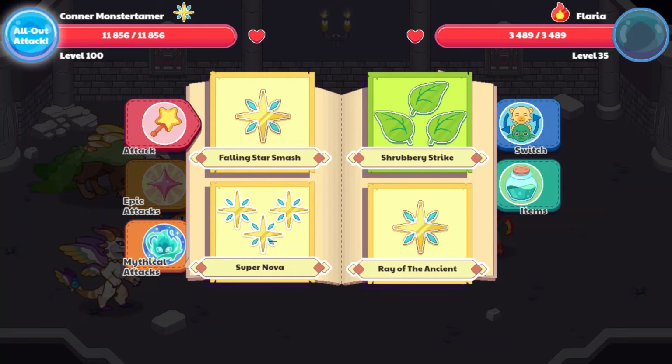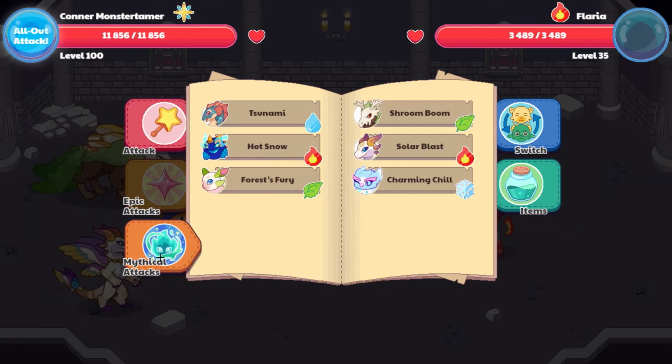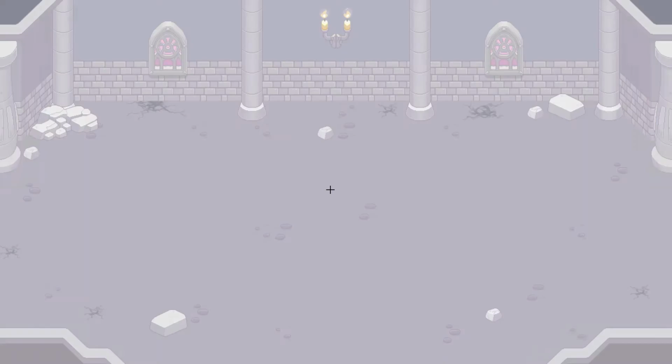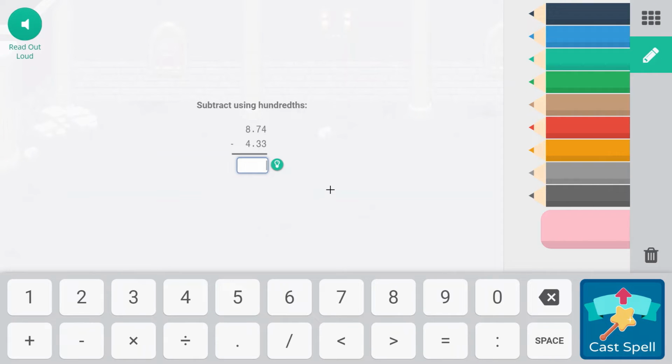All right, we have Flaria. Let's go ahead and bring out Tsunami again. And so this is subtracting. The first thing with subtracting I do is I make sure that the top numbers are all bigger so that I do not have to regroup.